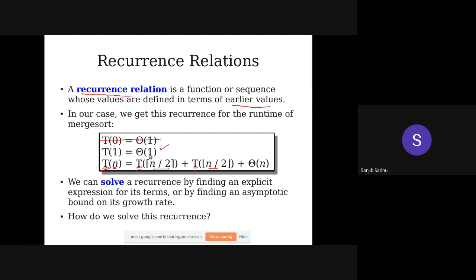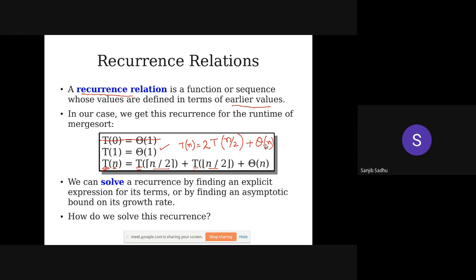This T(1) is theta of 1. Now how can we solve this? How can we solve this? Or we can write, if n by 2 floor and ceiling are the same, then T(n) will be twice T(n by 2) plus theta of n.